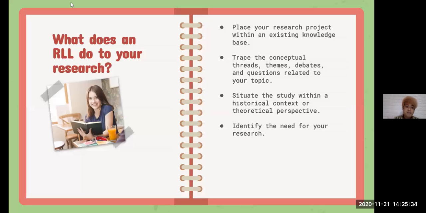Why is there a need for my study? Because the RRL says so. My review of the literature said that there is a gap between this theory and practice. So, I'm gonna study it. That's it. Okay? Choose possible procedures and methods to use in your study.